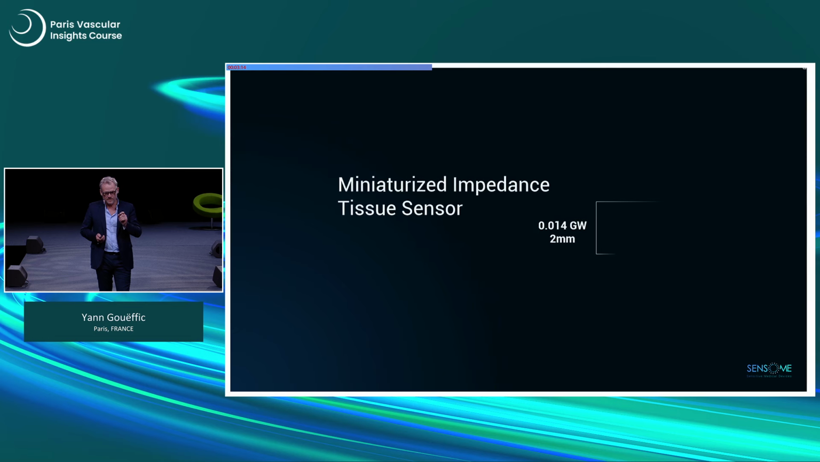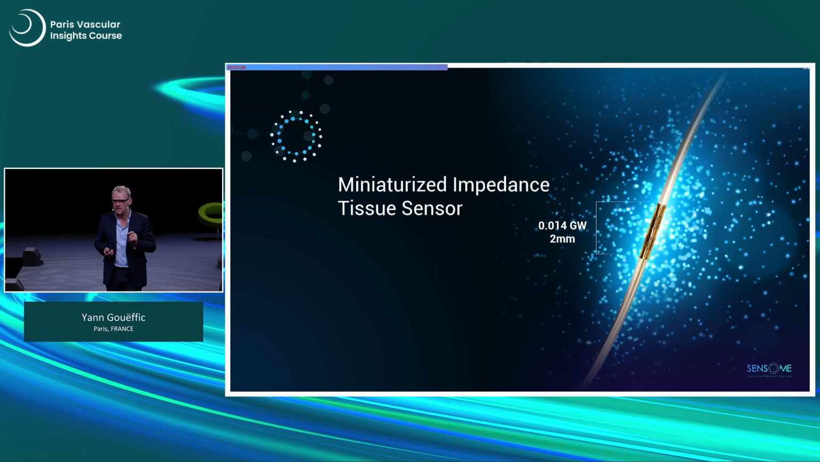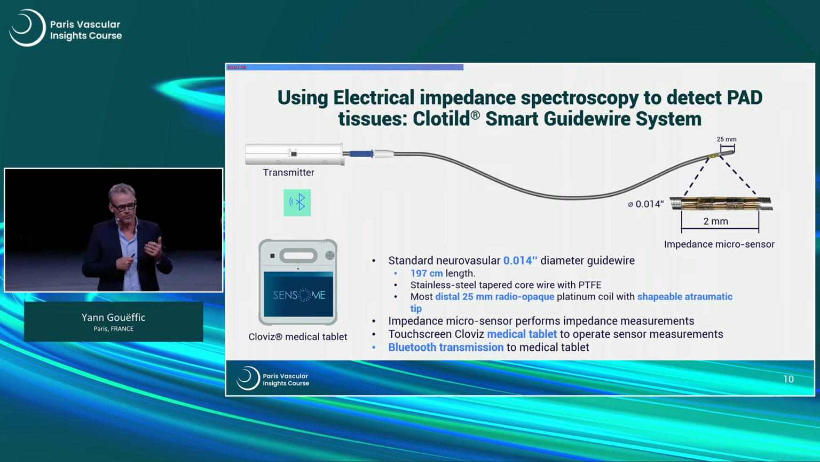And you see here the device. It's 2 millimeters in length and the diameter is similar to a 014 guidewire. So it's very small in comparison to the regular impedance machine. To use it, the Clotild device is a guide wire. We have a transmitter using a Bluetooth system connected to a medical tablet named Clovis. And the tablet is able to operate the sensor measurement during the procedure.